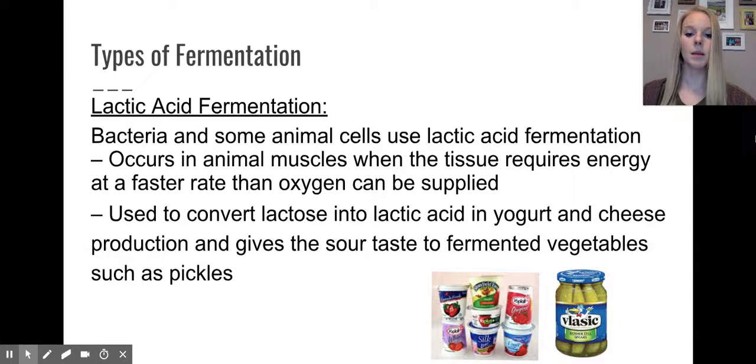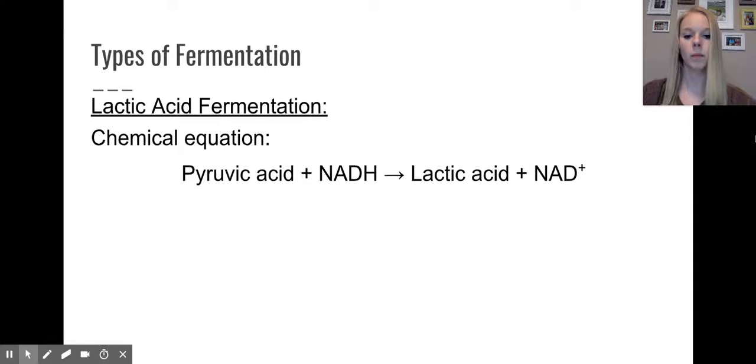The second type of fermentation is lactic acid fermentation. Bacteria and some animal cells use lactic acid fermentation. This process occurs in animal muscles when the tissues require energy at a faster rate than oxygen can be supplied. It is used to convert lactose sugars into lactic acid in yogurt and cheese production. It also gives the sour taste to fermented vegetables like pickles. Note the equation for lactic acid fermentation. The reactants are the same as alcoholic fermentation, but the products are lactic acid and NAD+.